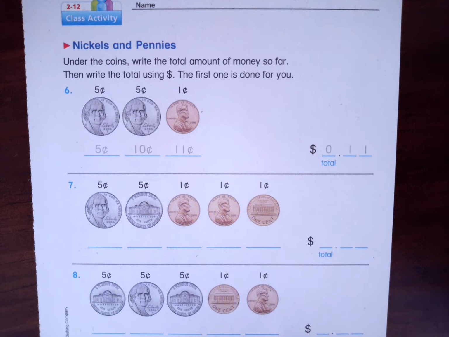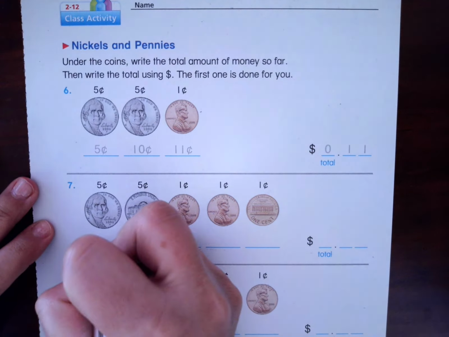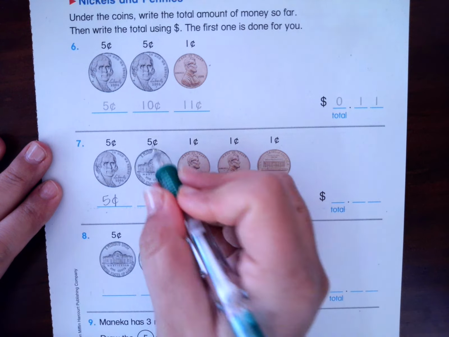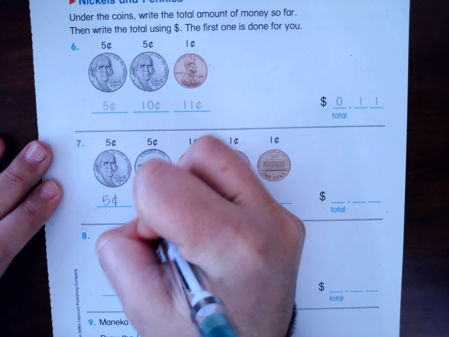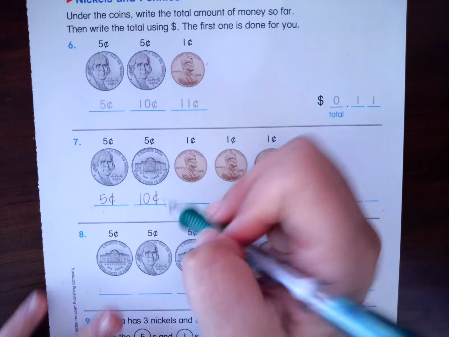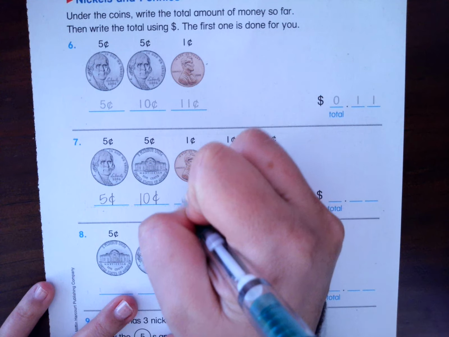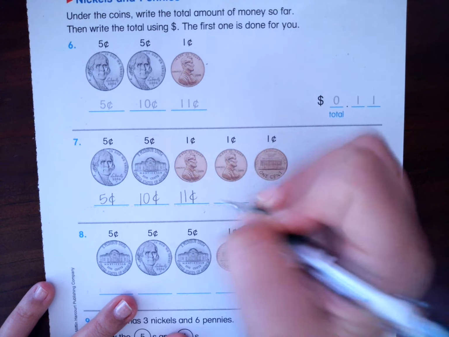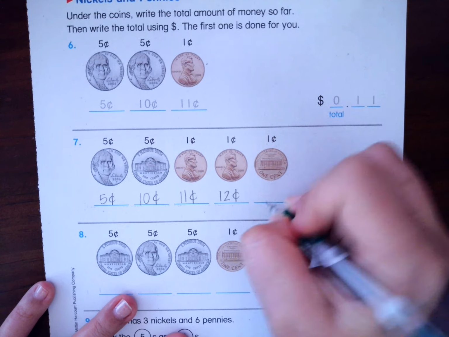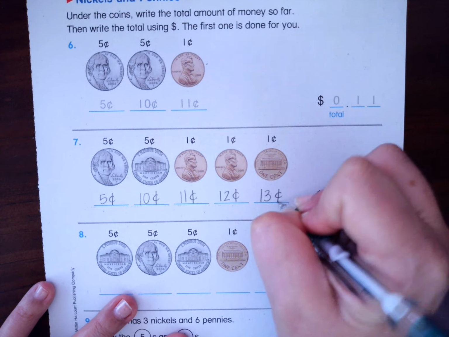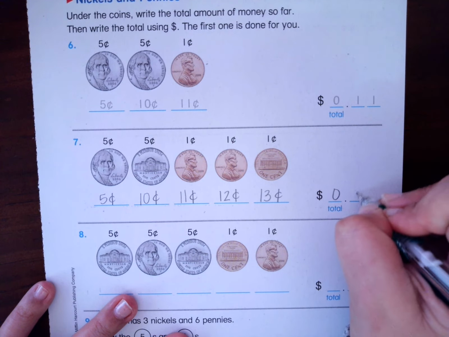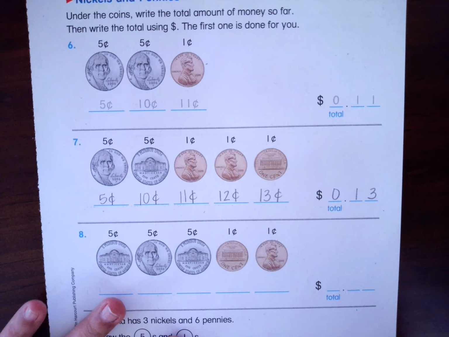So here's 11 cents, and here it is in dollar notation. So now we're going to do the same thing. So I'm starting with 5 cents. Okay, now I'm going to add another 5 cents, so I get 10 cents. Don't forget those cent signs. Now I'm going to add 1 cent, so 10 plus 1 is 11. 11 plus 1 is 12. 12 plus 1 is 13. So here I have 13 cents. So I'm going to put my 0 in my dollars and my 1 and my 3.